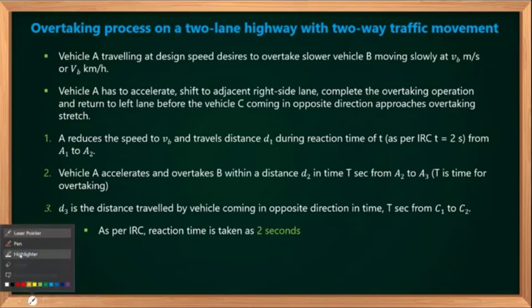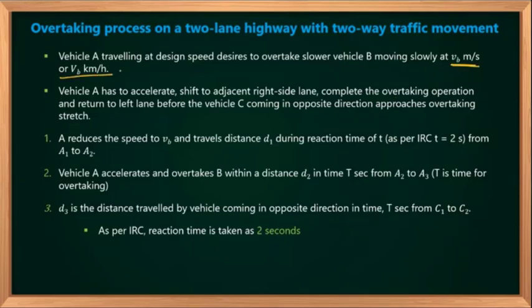It means, what is the speed of the overtaken vehicle? How are we representing it? VB. Very good. This is the overtaken vehicle speed, small VB. Everywhere in transportation engineering, small v is in meter per second and capital V is in kilometer per hour. Try to remember it that way. This is the speed of the overtaken vehicle.